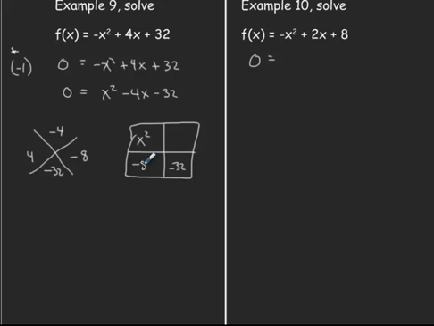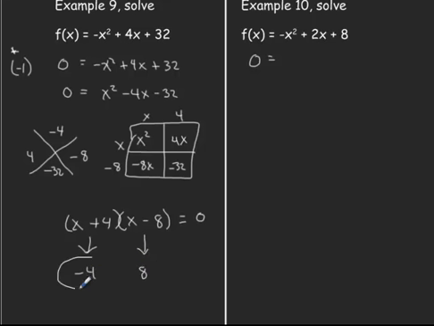So a negative 8x, a positive 4x, and greatest common factors of x, 4, x, and negative 8. So x plus 4, x minus 8, they're both equal to 0. This is going to give me an answer of negative 4. This is going to give me an answer of 8.